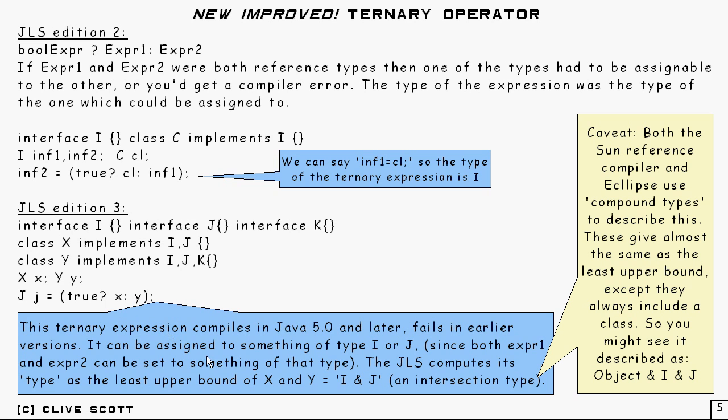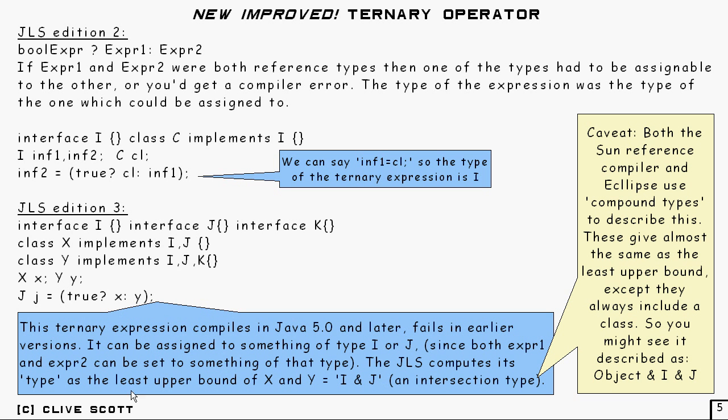And of course, the result of this ternary expression can be assigned to something of type I or J, since both of them implement I and J. I've used J in this case. I could have put I in. And if you look at the Java language spec, the type of this ternary expression has to be computed, and it's not a simple type. It's not either I or J.